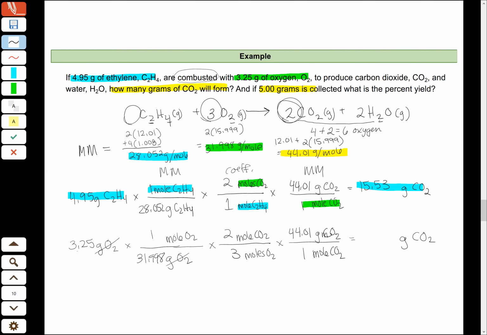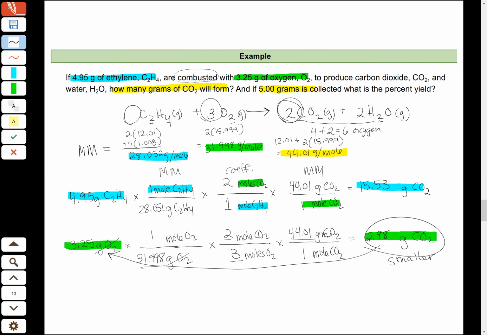I'll divide 3.25 by 31.998, multiply it by 2 and divide by 3, and then multiply by 44.01. And I'll get 2.98 grams. These are really different. So for my 3.25 grams of oxygen, I produced only 2.98 grams of CO2. Just comparing those right off the bat, this one is smaller. And that makes wherever I started with my assumption, the limiting reactant. So O2 is my limiting reactant.